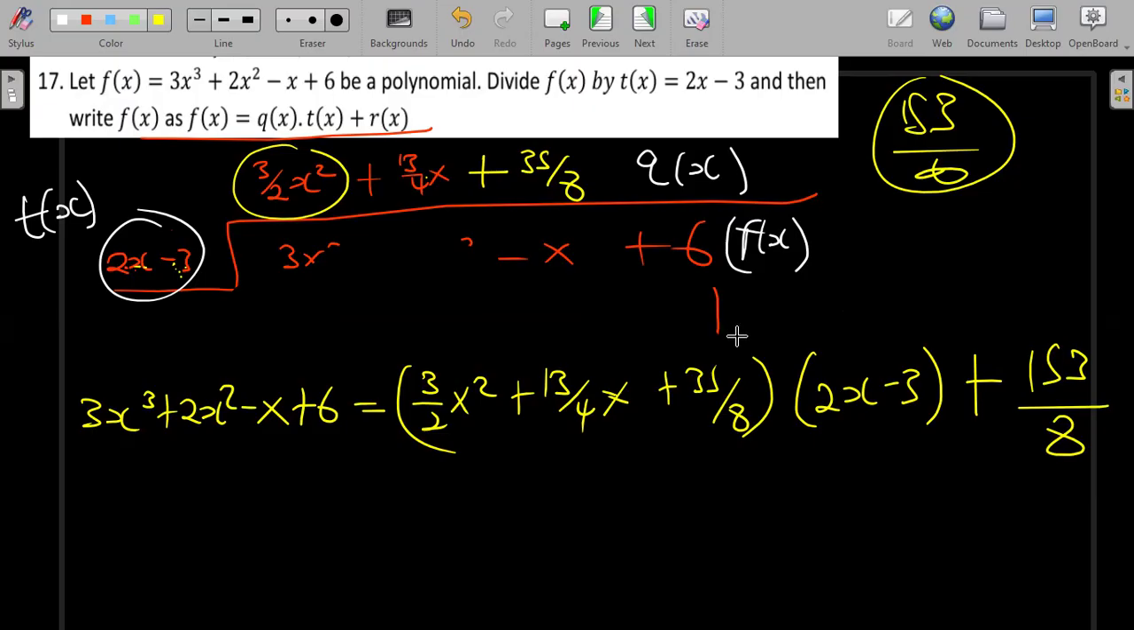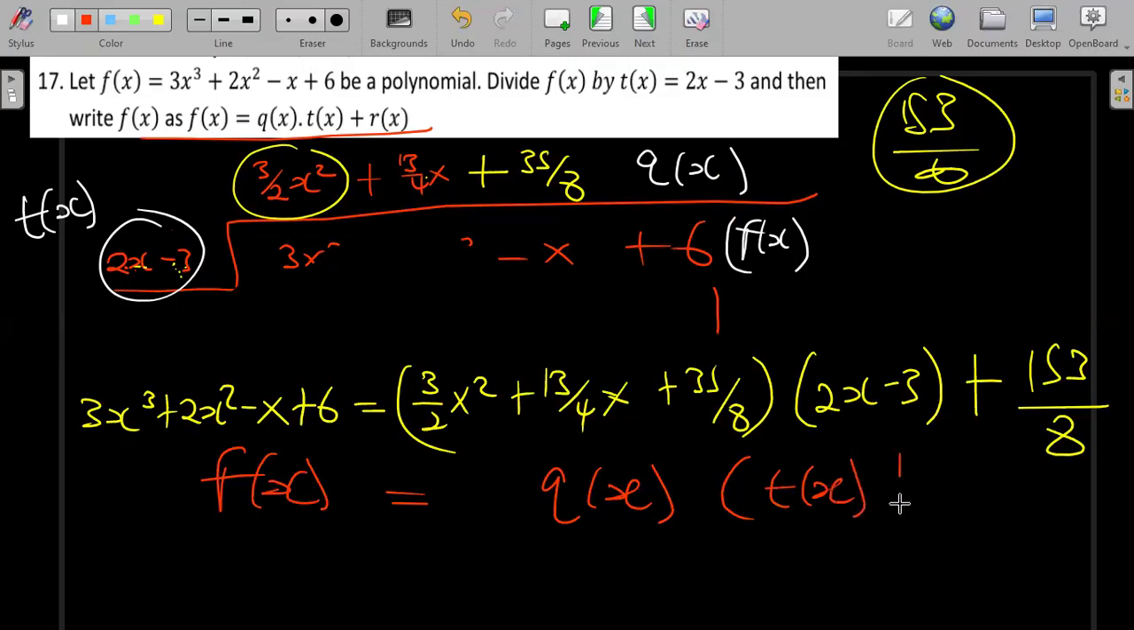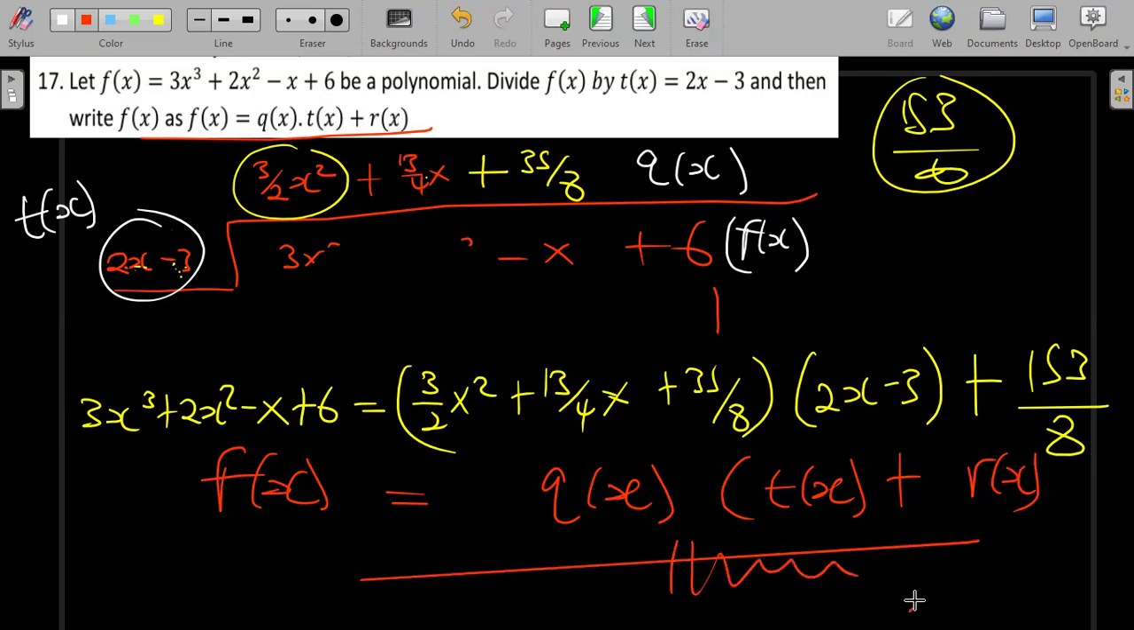Okay, so now we've arranged the equation in the way that they wanted. Because this is our, let me use a different color, this is our f of x. This here is our q of x. This here is our t of x. Plus, this is our r of x, the remainder. Okay, hence we are done.